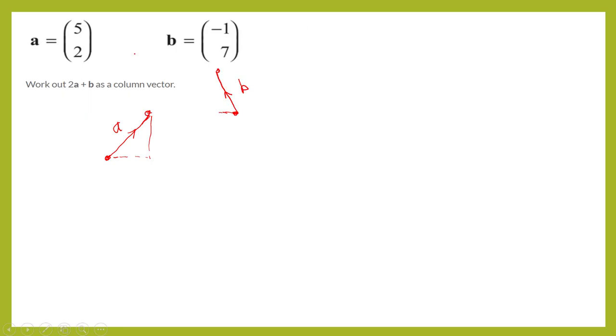But now we need to do an operation on them, which is 2a plus b. 2a means you multiply a scalar by this vector, so you multiply 2 by each component. First of all, let's find 2a. It will be 2 multiplied by 5 and 2, which gives 5 times 2 is 10 and 2 times 2 is 4.